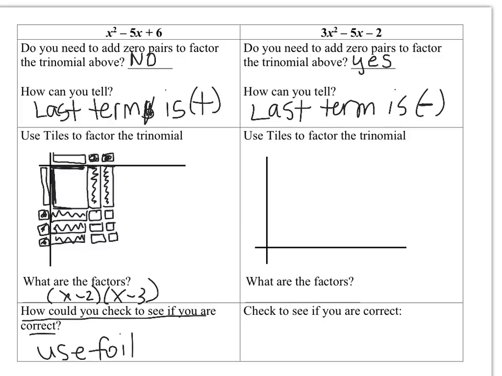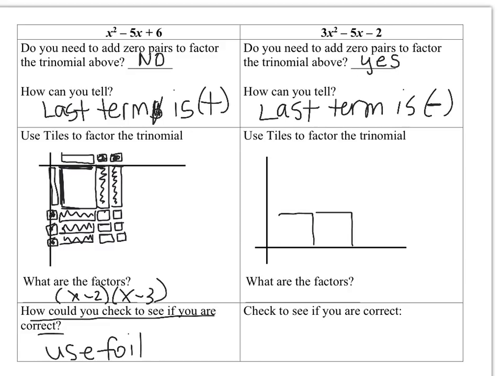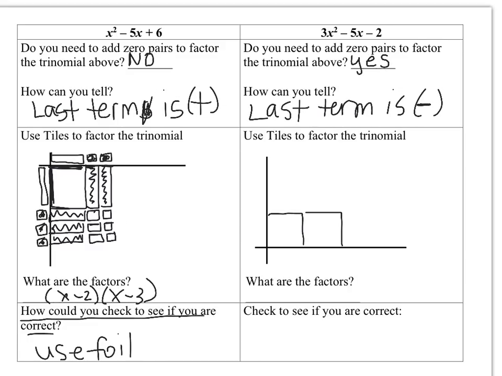The next one, I've got 3x squared minus 5x minus 2. Now the 3x squareds, luckily, because it's odd, they're all going to have to be right next to each other. Because if I try to put an x squared up here at the top, then it's not going to work out for us because I'll have space for another x squared. So I need to put the other x squared here.